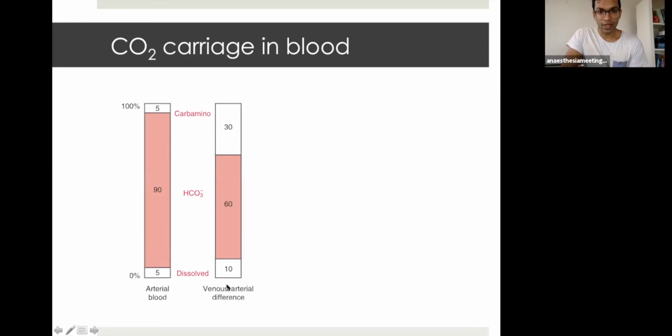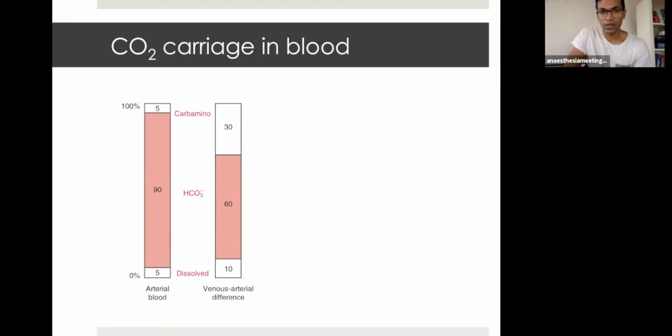So that to me is the reason why they show the difference and the relative proportions that contribute to that difference, rather than the venous stuff itself.